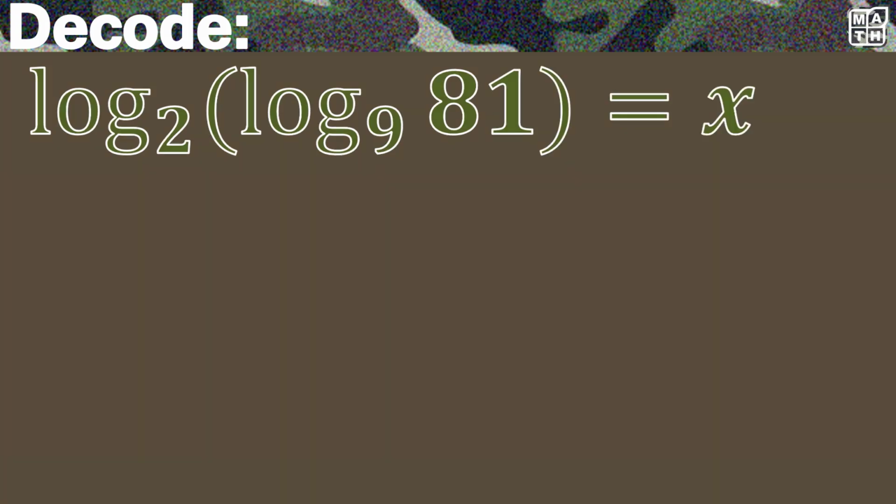In order for us to decode this given expression, we need to start with the logarithm of 81 to the base 9. And whatever will be the result of that, we're going to use it for our outer portion, which is the logarithm of whatever would be the result to the base 2, which is equal to x. So again, let's start with the logarithm of 81 to the base 9.